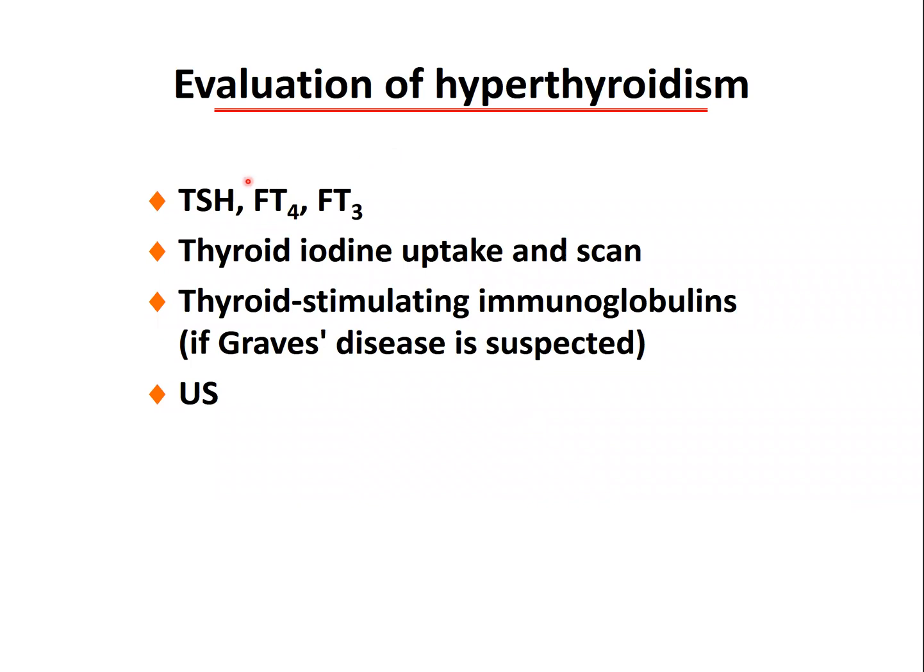Now, to evaluate, very similarly, we measure the same parameters, such as TSH, T4, and T3, and measure the radioactive iodine uptake and the scan to see whether it is homogeneous or nodular, and measure the thyroid-stimulating immunoglobulin, TRAb, especially if Graves' disease is suspected. It is a very common one, especially in girls in their 20s and 30s. Ultrasound and other tests are needed to evaluate hyperthyroidism.